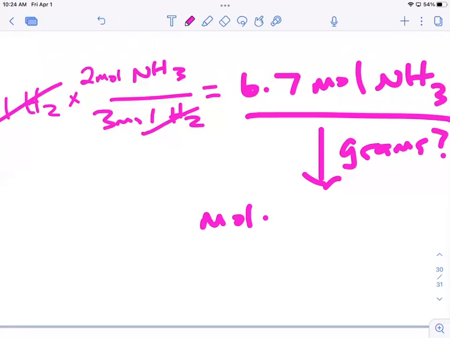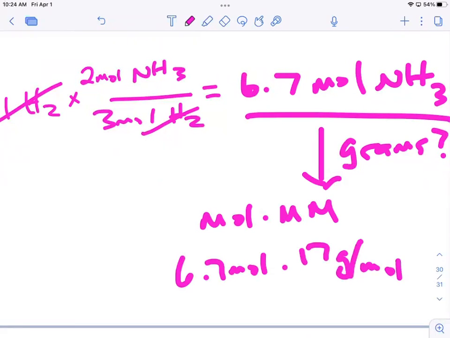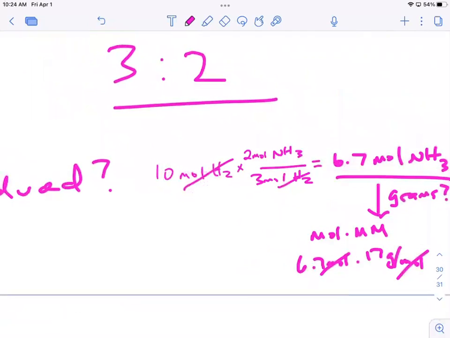Moles times molar mass. The moles we already have, 6.7 moles times the molar mass of ammonia, which is 17 grams per mole. The moles are going to cancel, and I'm left with grams. I'm just showing you this because it's all this section is dealing with. It's not some new esoteric part of chemistry. We've seen all of this before.